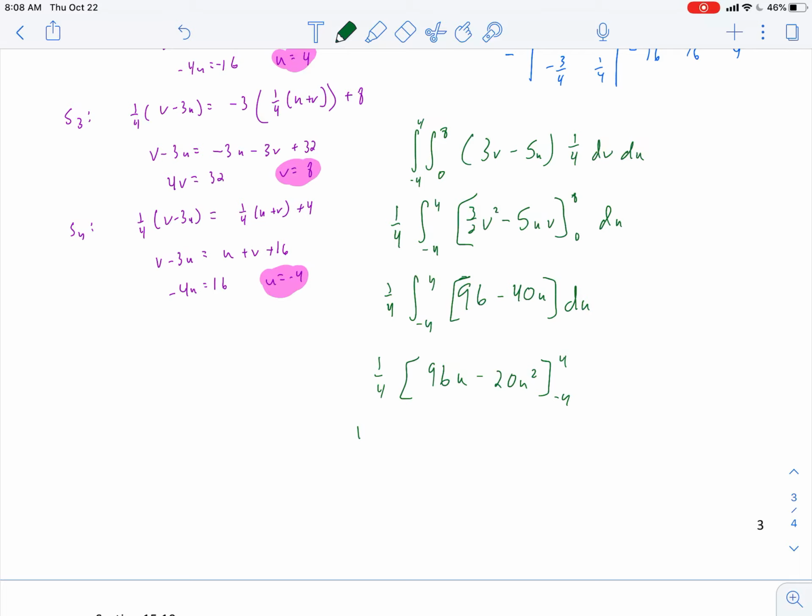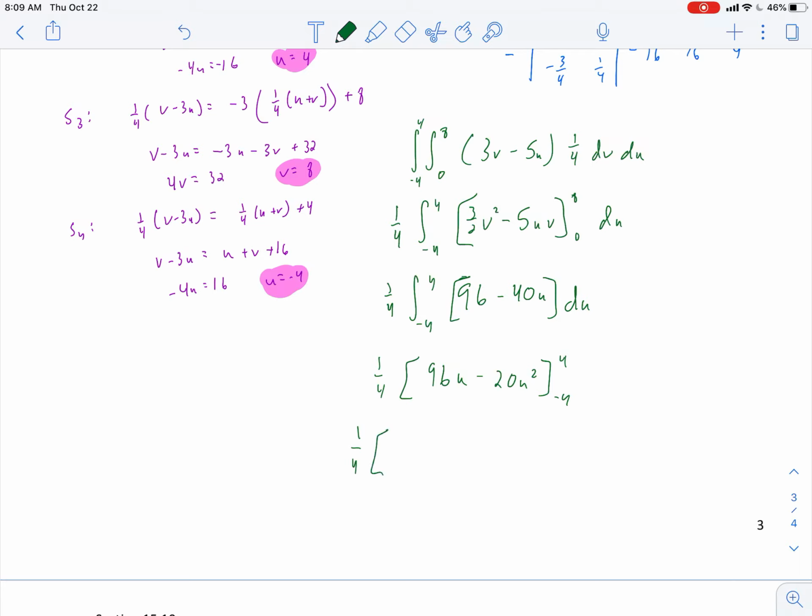for that, a lot of stuff's going to cancel out with that nice little 4 that's in front, but we'll have 1/4. I will say, one thing that you could do here, you could pull out 4s from both of those, and you'd have 24 minus 5, and then you don't have to worry about the 1/4. But yeah, I'm just going to keep it there, and then we'll do the math.